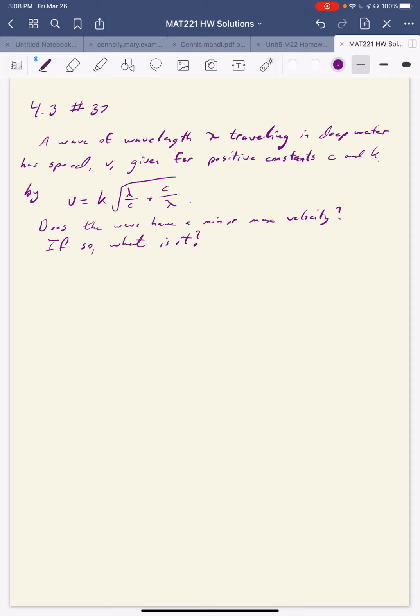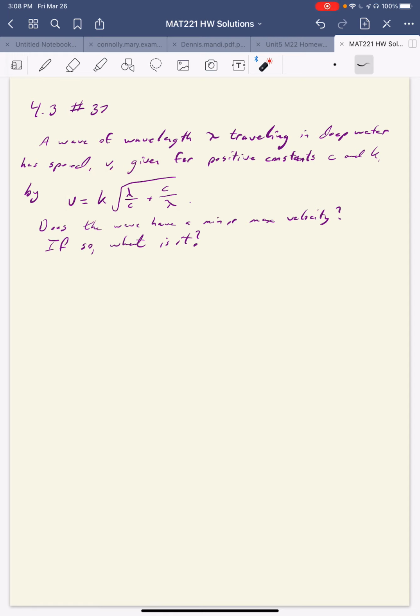All right, in this video, I am going to do a couple of the problems from the Module 10 homework. The first one I have here is problem number 37 from section 4.3. And here we are told that a wave of wavelength lambda traveling in deep water has speed v given, for positive constants c and k, by this formula right here.